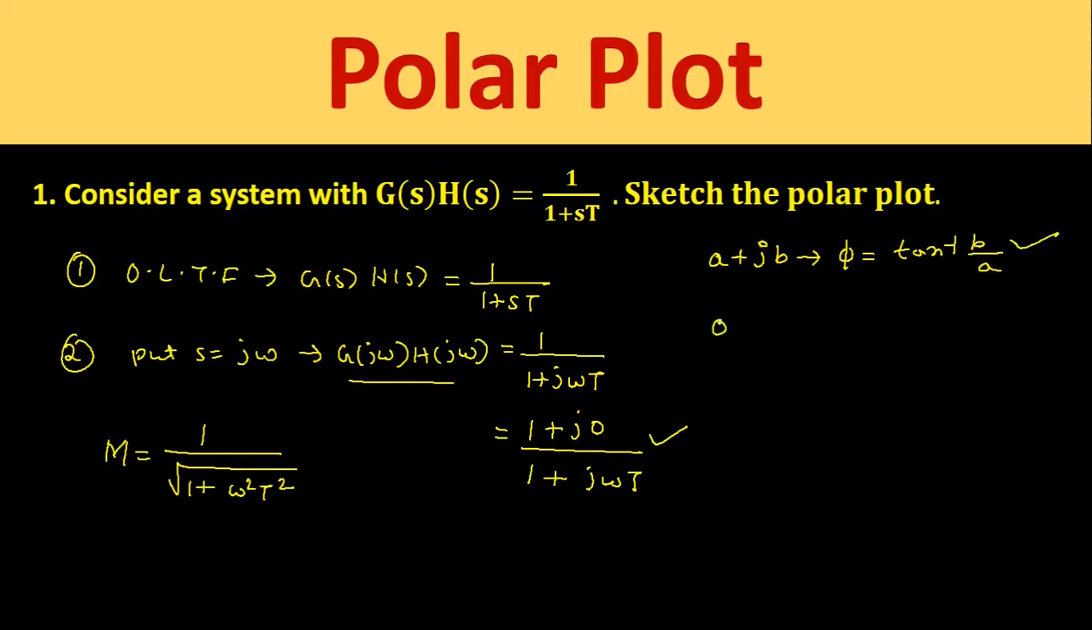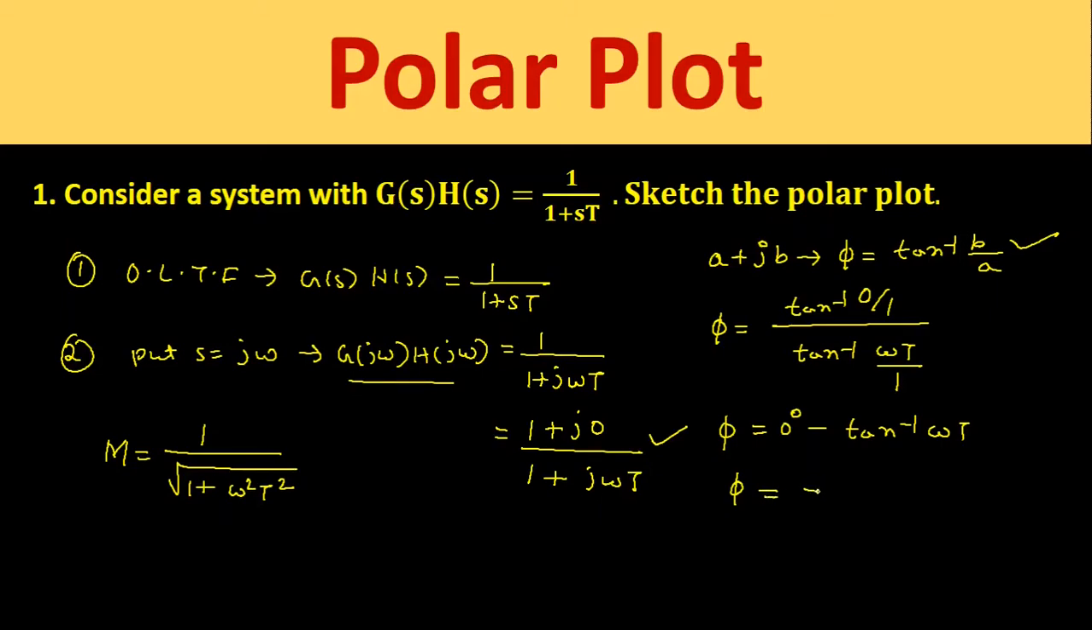So for this equation, phase angle phi will be equal to, for the numerator we have tan inverse, imaginary is 0 here and real is 1, minus, for the denominator we have tan inverse, imaginary is ωT and real is 1. So from this equation we will get phi equal to tan inverse 0 by 1, which is 0 degrees. The tan inverse ωT will go upwards, so it will become minus of tan inverse ωT. So our final phase angle phi will be equal to minus tan inverse ωT.